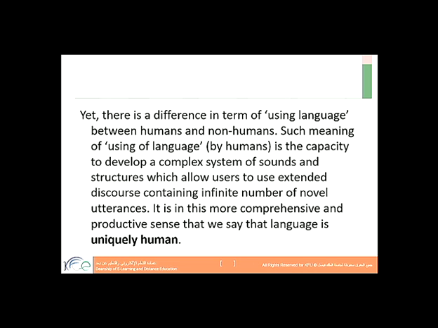So it depends on our understanding of language. It depends on what we mean by language. Do we mean by language a comprehensive, sophisticated form of language, or just a simple language? If we mean by language the simple form of language, we can say yes, humans and non-humans can use a similar language. Whereas if we mean by language the complex system of sounds and structures, in this sense we can surely say that language is uniquely human, a special feature of human beings who have the capacity to produce sounds.